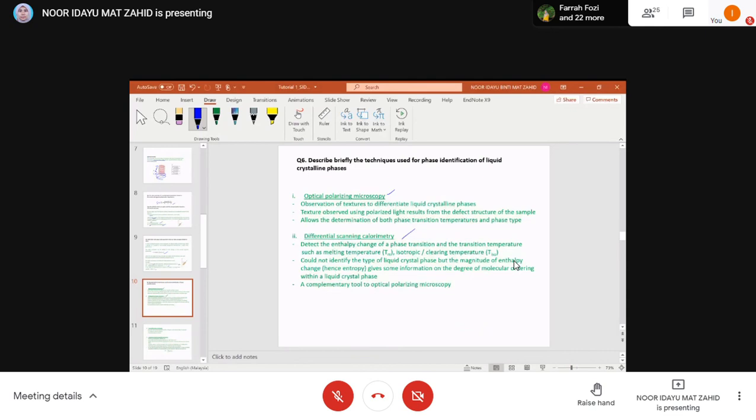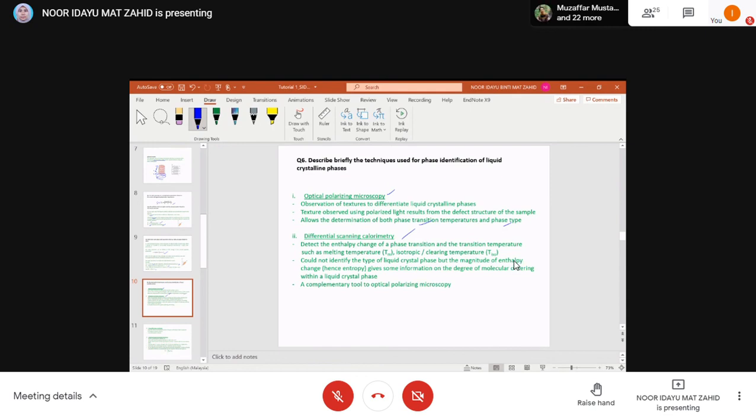For optical polarizing microscopy, this technique is based on observation of texture to differentiate the liquid crystalline phases. The texture is observed using polarized light and results from the defect structure of your liquid crystal sample. So by using optical polarizing microscopy, you can determine the phase transition temperature and also the liquid crystal phase type.